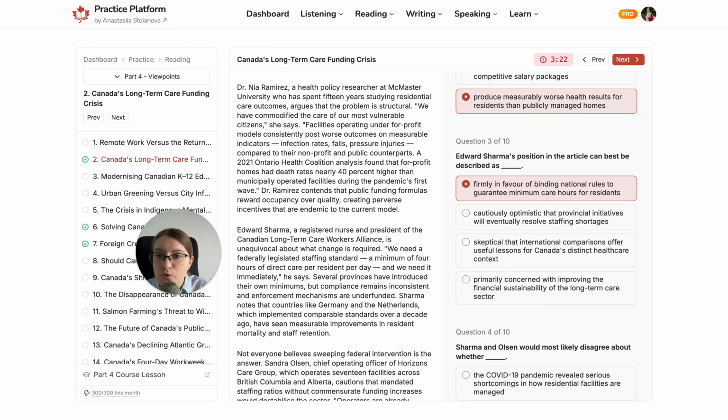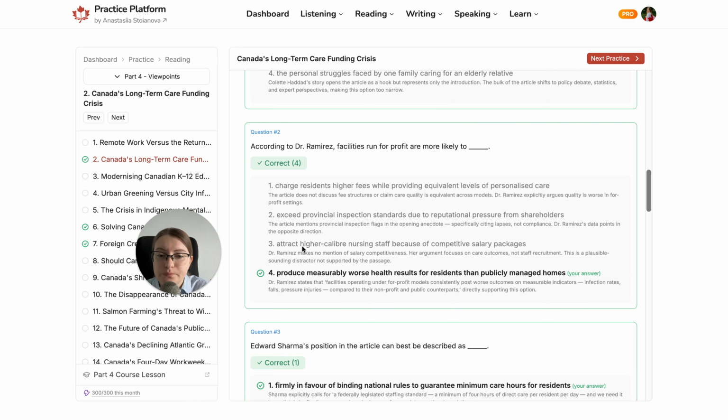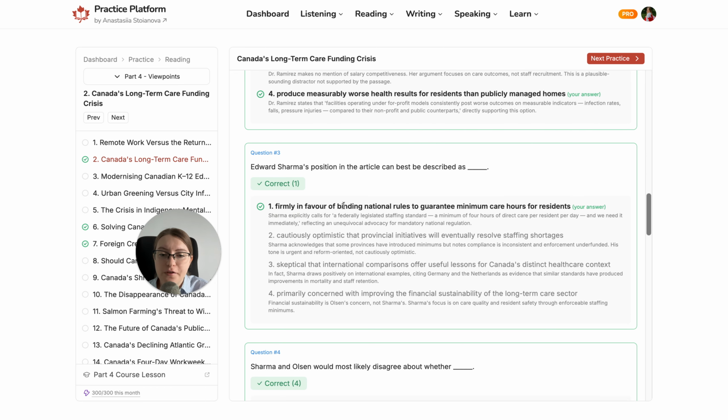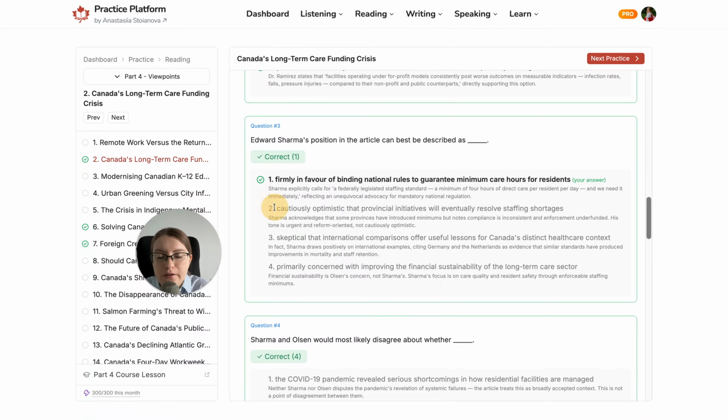And let me show you the explanation here. So we have "firmly in favor." Why? Because Sharma calls for a federally legislated staffing standard. This is what I showed you in the text. And this is the advocacy, meaning support. Please remember this vocabulary, this word, because to advocate for something means to support. You will see this word a lot. And then for every other option, if you chose something else, you have the explanation why not.